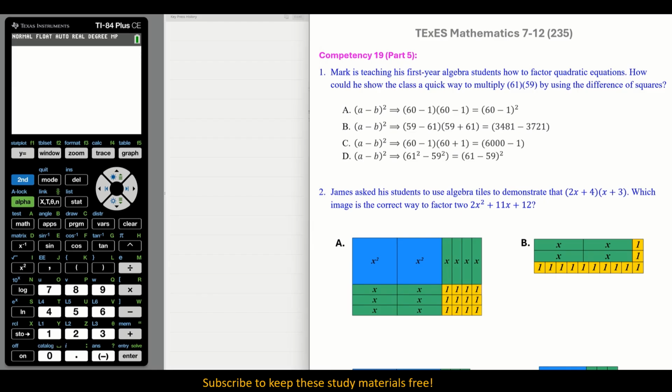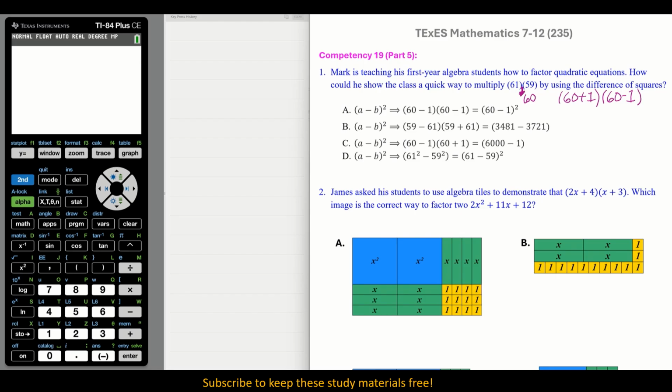But the best way to tackle this one is to think of what's in the middle. What is in the middle of 61 and 59? Well, obviously, that would be 60. That's telling you that you can have plus 1 minus 1. If you can have plus 1 minus 1, let's see what happens. Well, that would give us 60 plus 1 and 60 minus 1. And that fulfills the requirements for difference of squares.